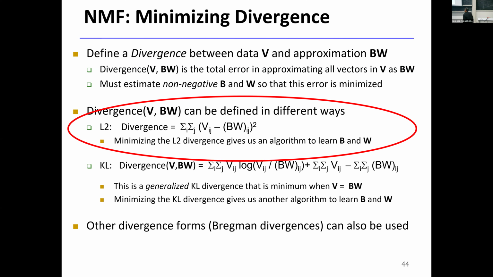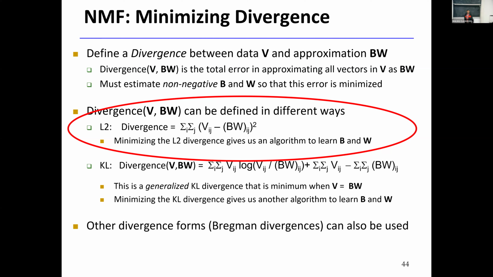Now let's consider both cases, right? If I'm trying to minimize the L2 divergence, how can I do it? Anybody? If I'm minimizing the L2 divergence between V and BW, how can I do it? Find a pseudo-inverse. Gradient descent, okay? I said pseudo-inverse, but gradient descent probably works too, because this is in closed form.